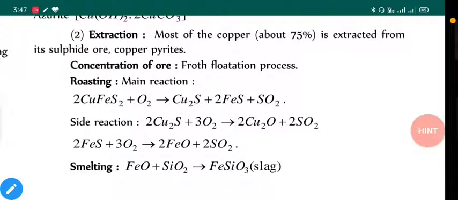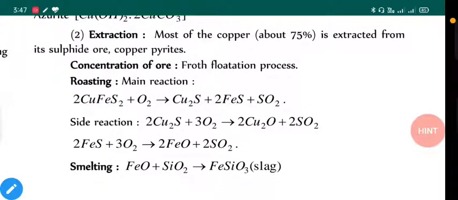The same type of reaction happens with FeS as well. FeS will convert into FeO. During the smelting process we need to remove FeO first, because Fe is a more reactive metal than copper. So Fe will always participate first in each and every reaction. That's why we have to get rid of Fe first. In the smelting process, FeO combines with SiO2 and creates slag.